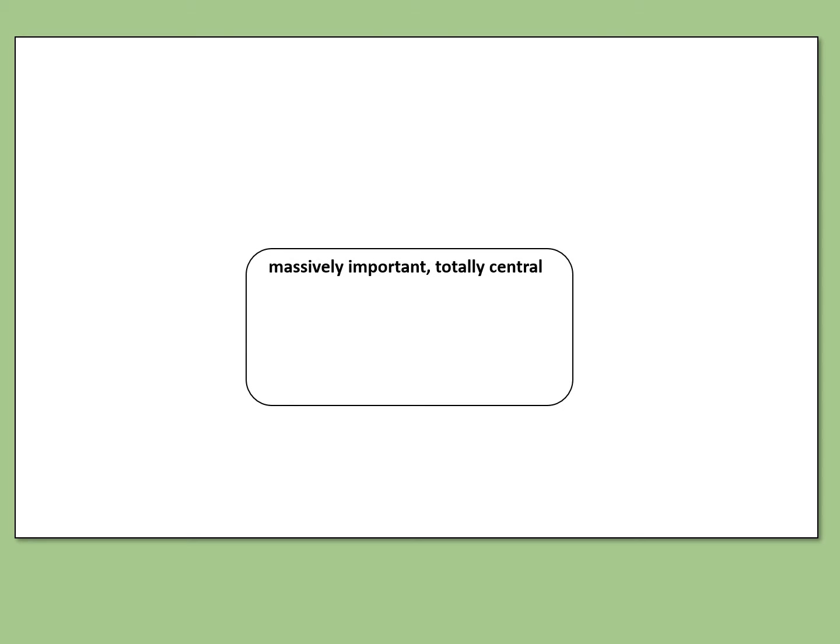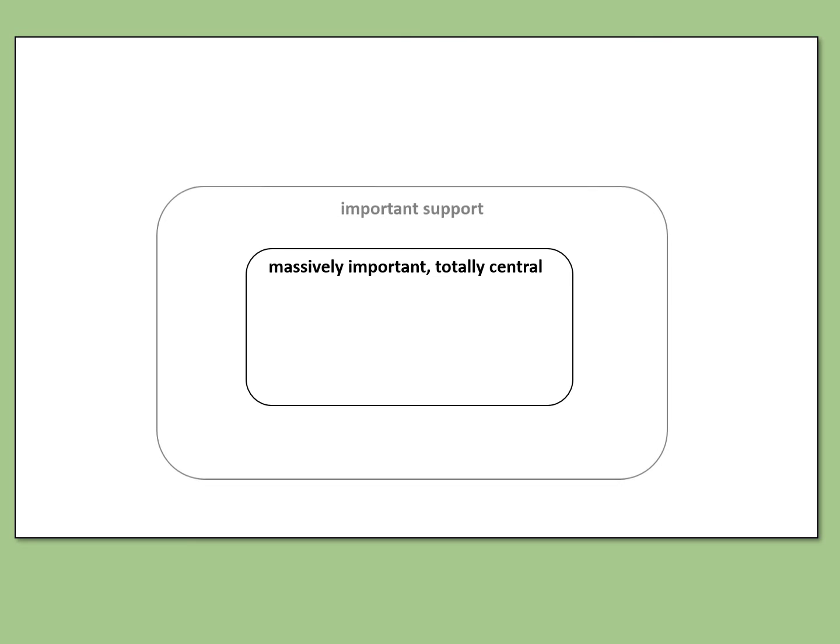In the middle you have a box which is for the massively important, totally central issues. The topics that completely underpin your subject, or if it's for GCSE, a particular exam paper, those things that not knowing about would mean you had absolutely no chance of success within that topic.